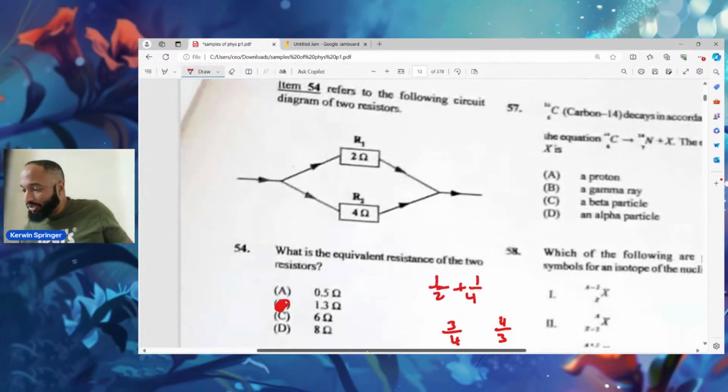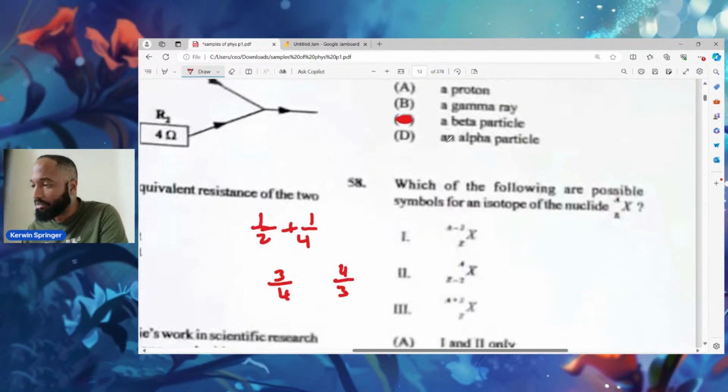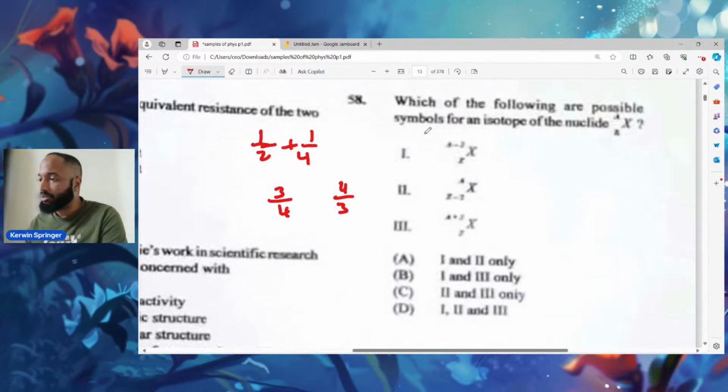We're coming down to the end of the first paper there, yeah? Carbon decays in accordance with the equation going to nitrogen. So this is definitely a beta particle, because you can't see it here, but the mass number remains the same and the proton number went up, which means one of the neutrons changed into a proton and emitted an electron, which is a beta particle.